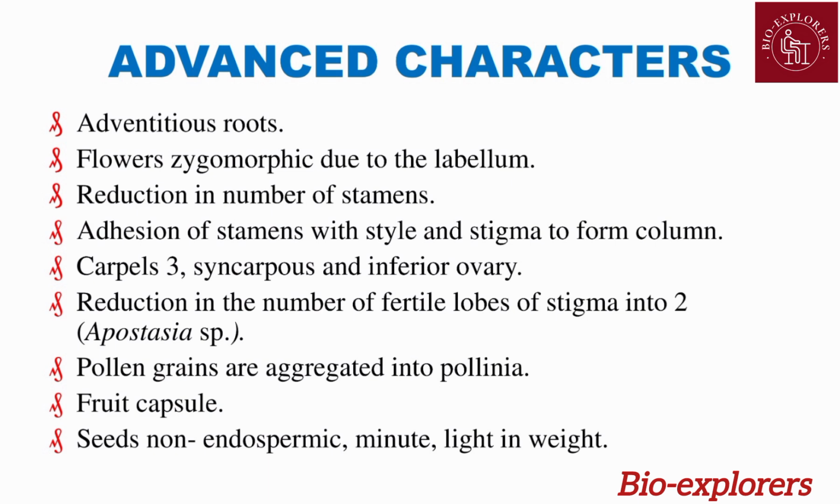The Orchidaceae members show stamens adhered with the stigma to form a column. The carpels are 3, syncarpous, and the inferior ovary is also an advanced feature. In Apostasia, the fertile lobes of the stigma are reduced to 2. The pollen grains are aggregated to form pollinia, that is also an advanced feature. The fruit is capsule type and the seeds are non-endospermic, minute, light weighted, that is also an advanced feature.